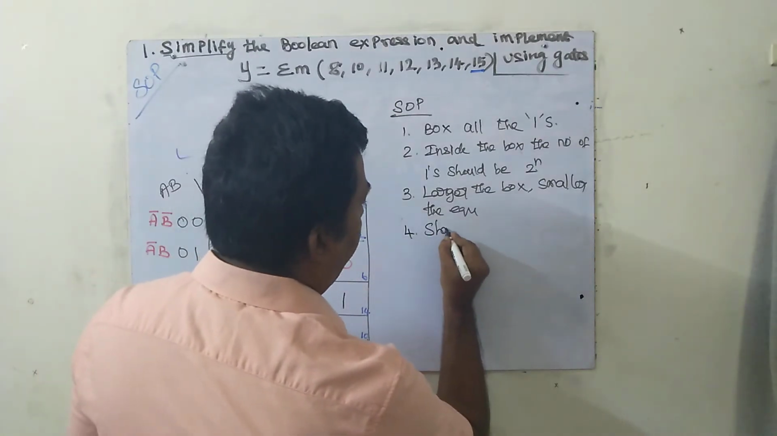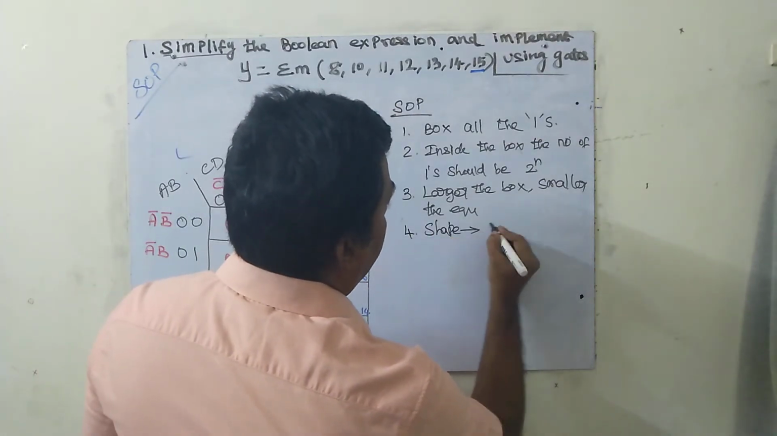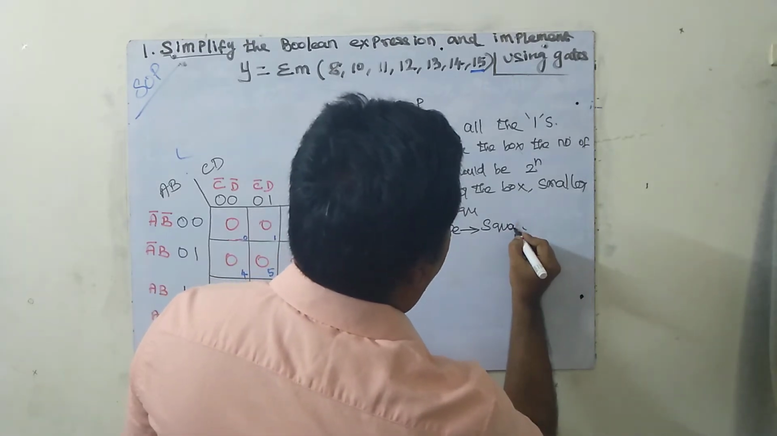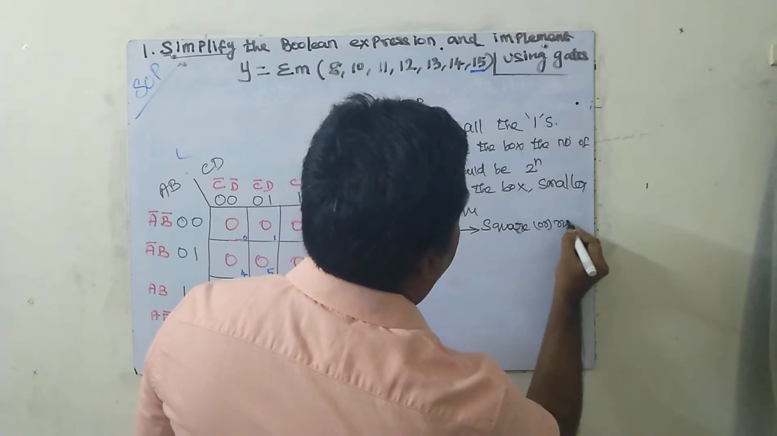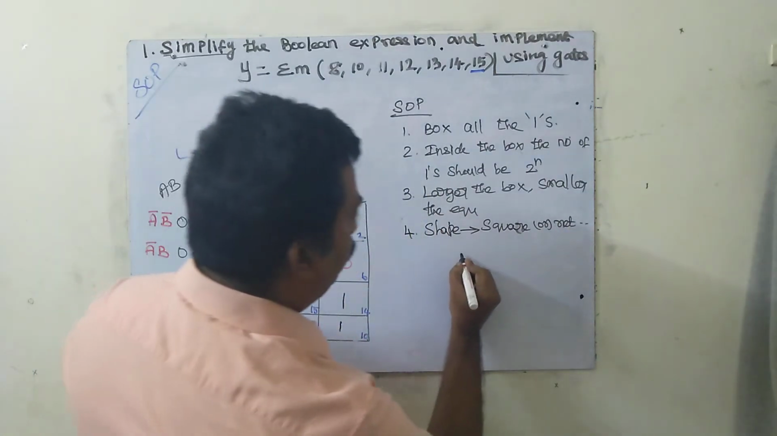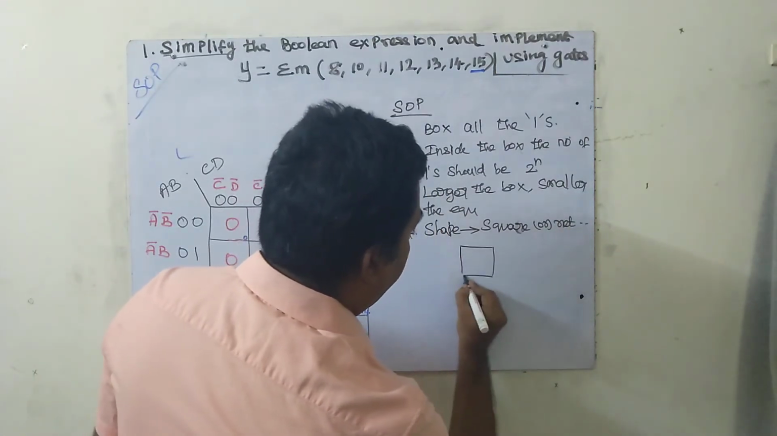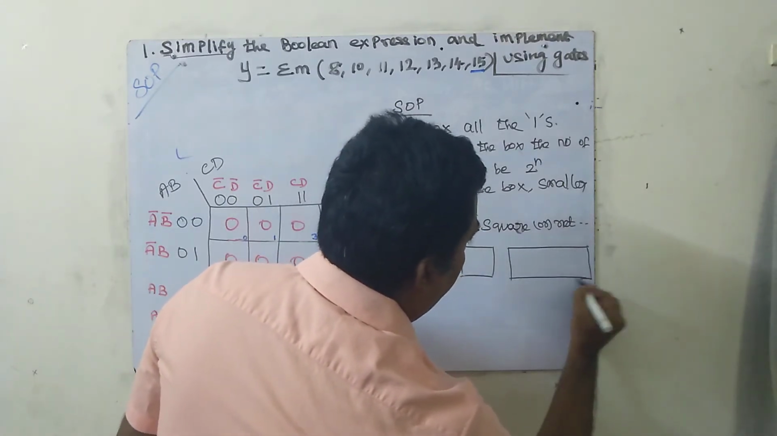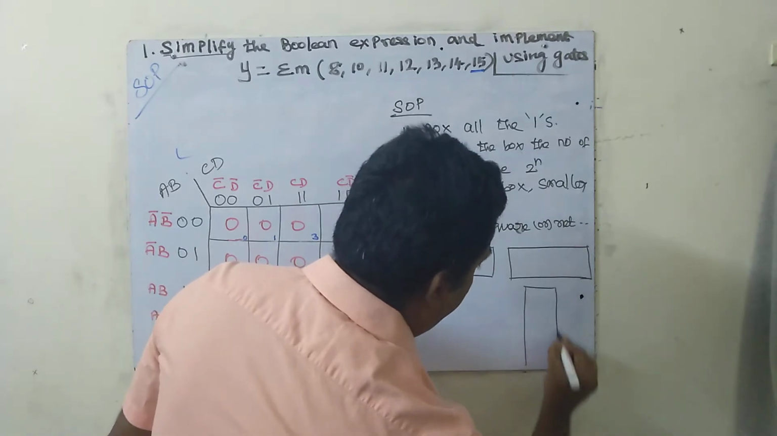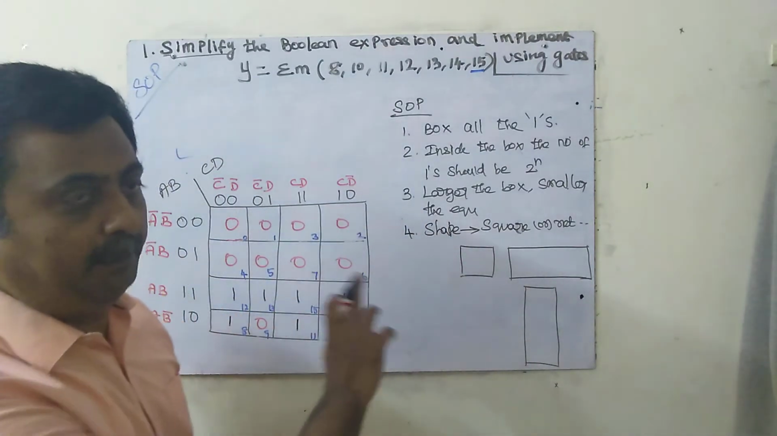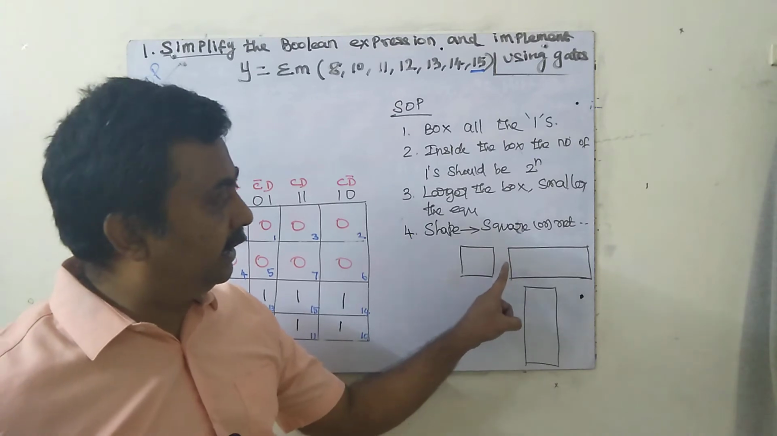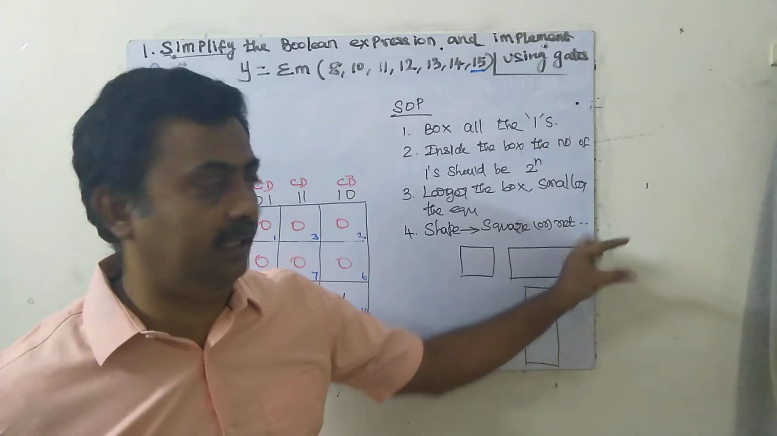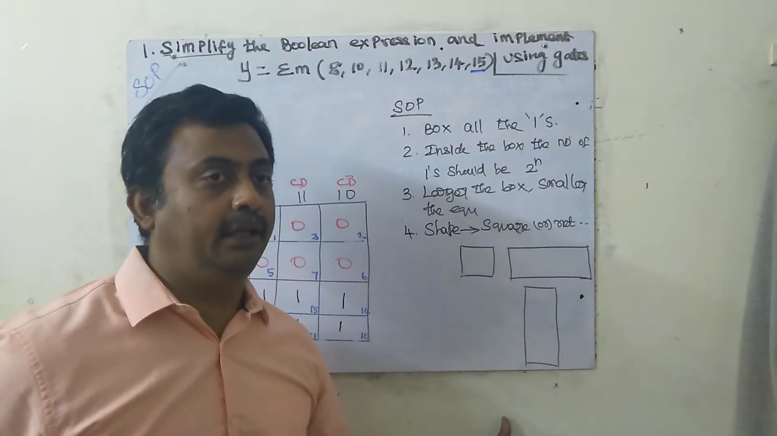The shape of the box should be either square or rectangular. That is how it should be. Even if it is rectangular, it should be in this shape or in this shape, like this only. Rectangular means it should be like this or like this. Okay, this is a rectangular shape.